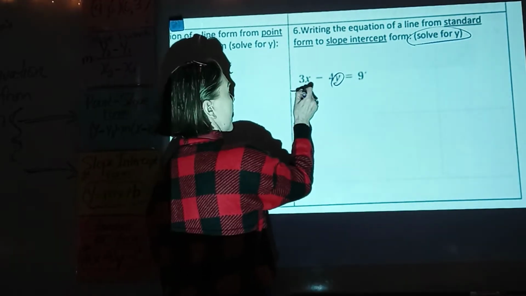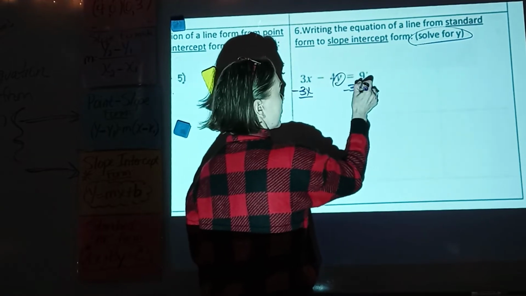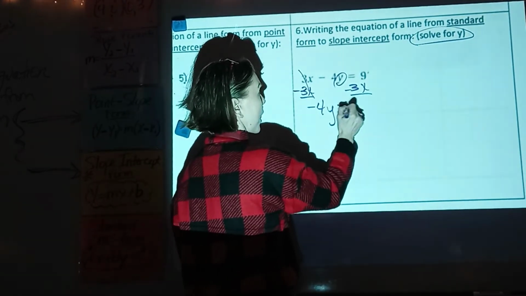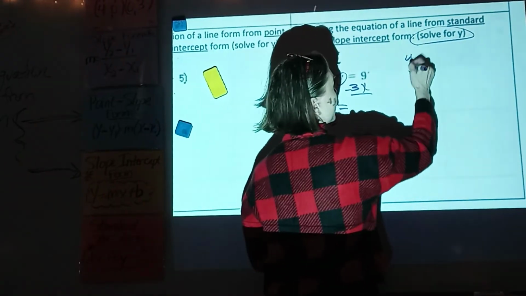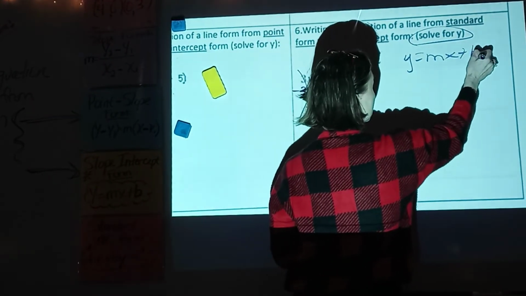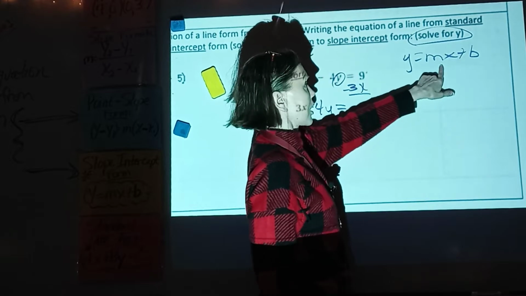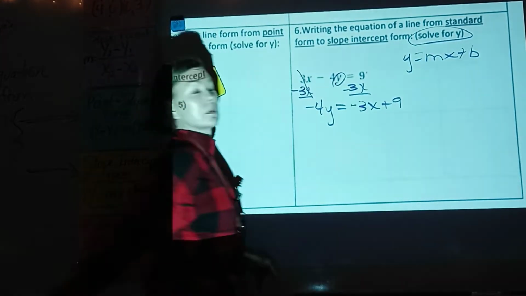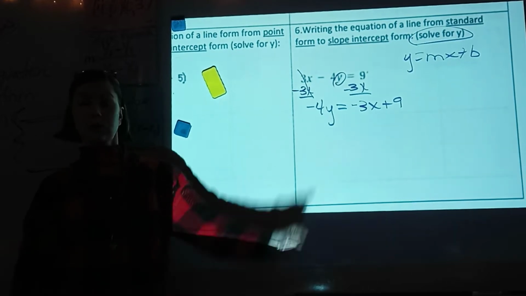Here we go. What's the opposite of a +3x? -3x. We subtract 3x from both sides, bring down your -4y. What comes first in our slope-intercept form? y equals mx plus b. This is what we're solving for. Our slope comes first, so our -3x goes first, then our +9.